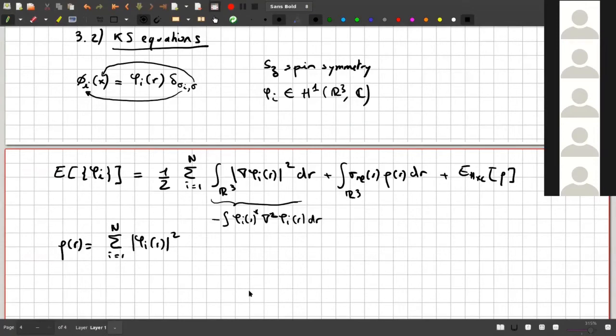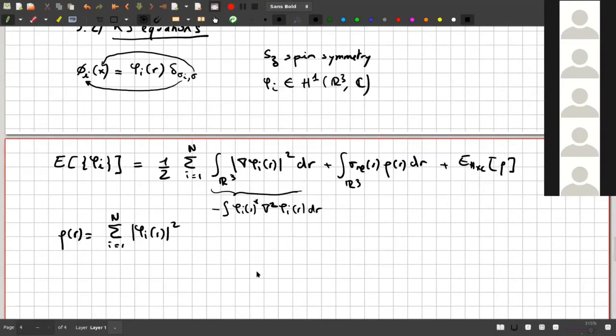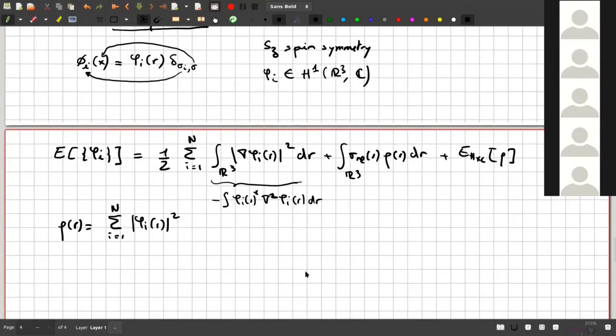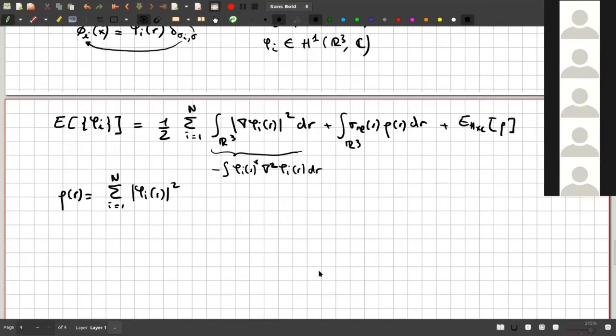Now we need to minimize this, but with some constraint, because we need to keep the orbitals orthonormal. In fact, it happens that it is enough to have the condition that the orbitals are normalized to 1. We will see at the end of the calculation that the orbitals that we get will be automatically orthonormal, or at least we can find orbitals that are orthogonal. So to have the constraint, I will use the method of Lagrange multipliers.